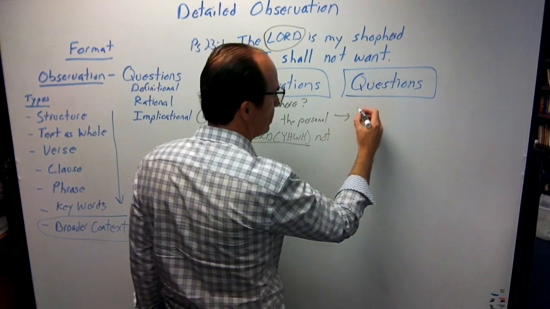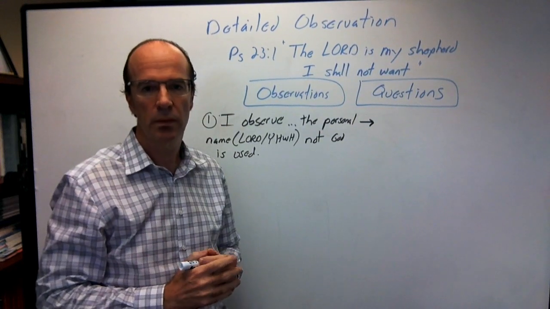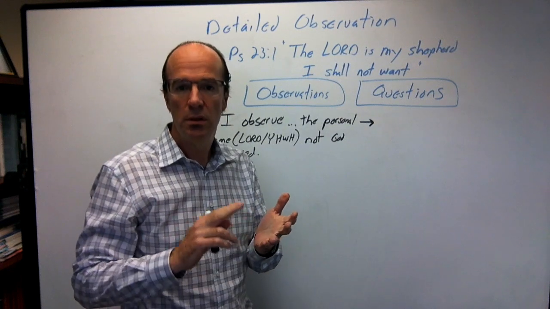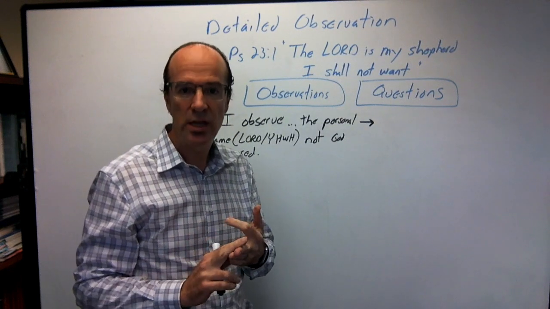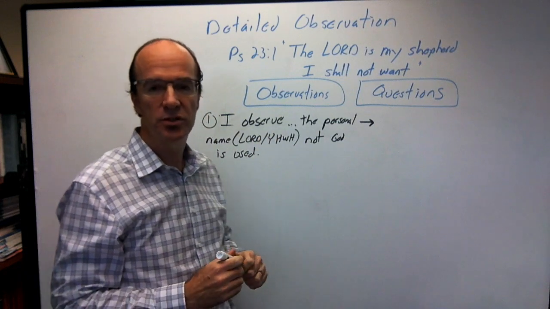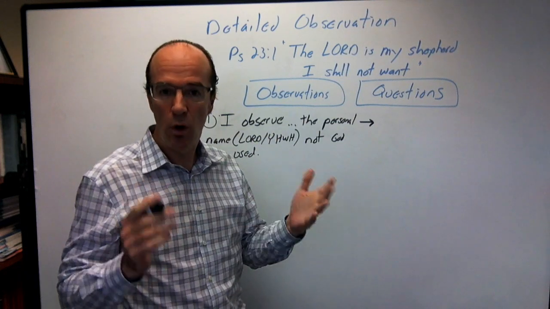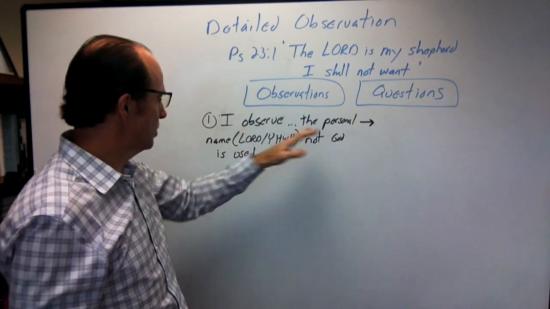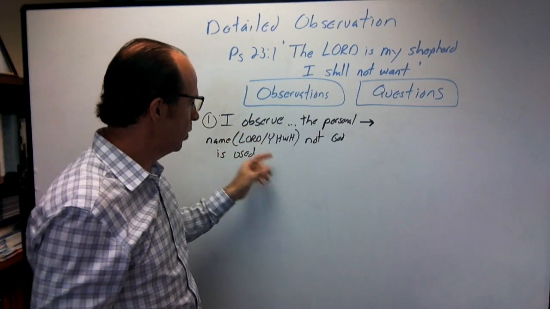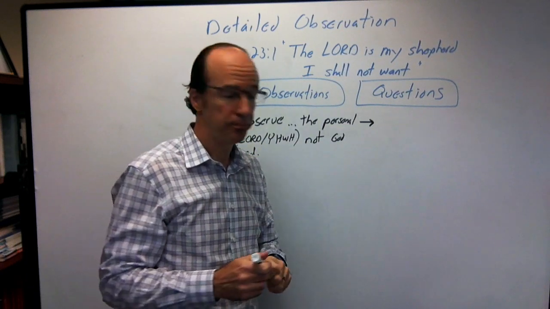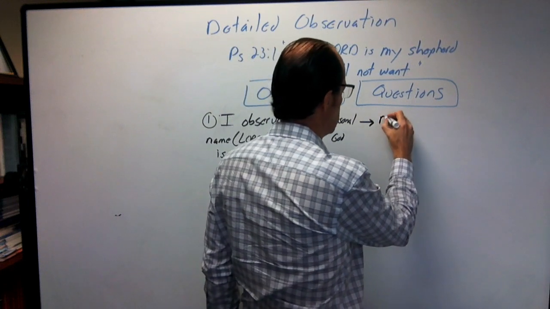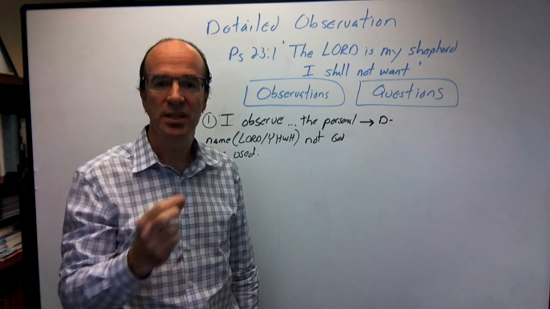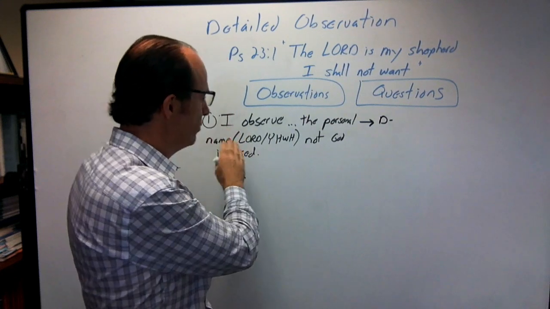It's interesting that we have this particular word. So questions. Okay, we want to ask a definitional, a rational, and an implicational question for each of our observations. And again, you can do more than one. So for this one, we want to ask a definitional question. Again, our observation was I observed the personal name, Lord, Yahweh, not God, is used. Well, what's a definitional question? We want to get to the definition, so we want to ask something simply like, what's the precise and specific meaning of Lord?